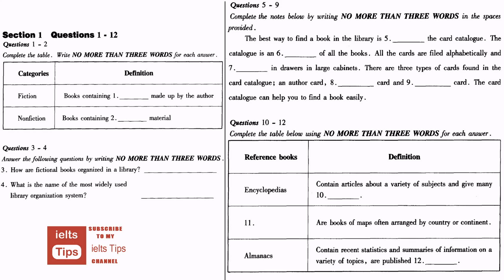Let's see some major types of reference books. First, dictionaries. Dictionaries are books that list and give the meanings of the words in a language. They also give the pronunciation of words in a dictionary, which are listed alphabetically.